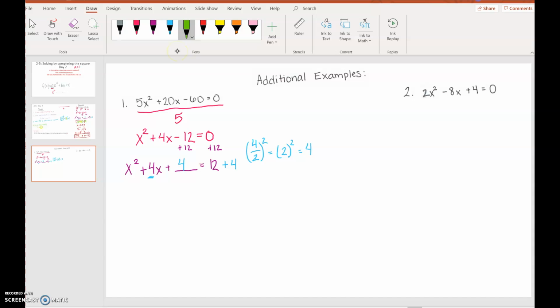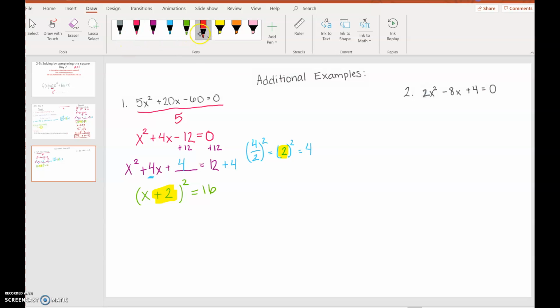And then square it would be 4, so we're going to add 4 here and here. Then we factor and simplify, and remember that inside these parentheses, this number right here is going to be this number here. So a positive 2, so we're going to have plus 2. And then 12 plus 4 would be 16.